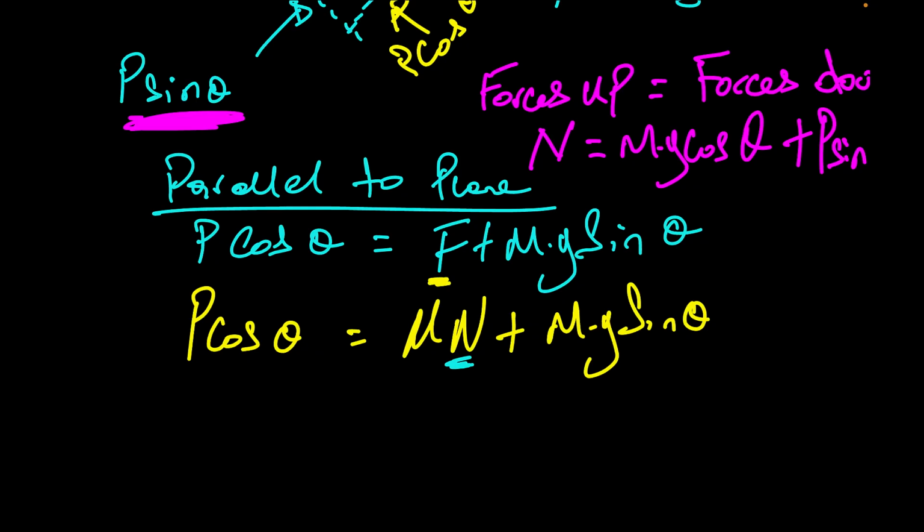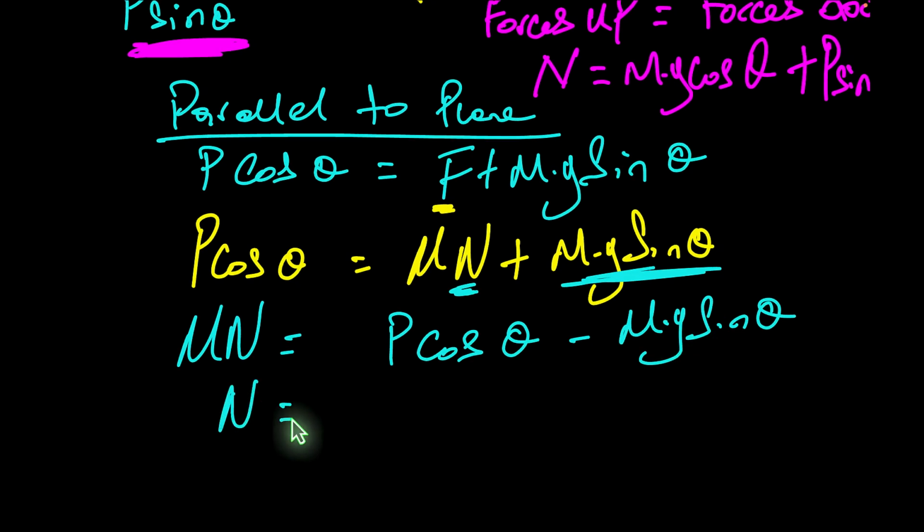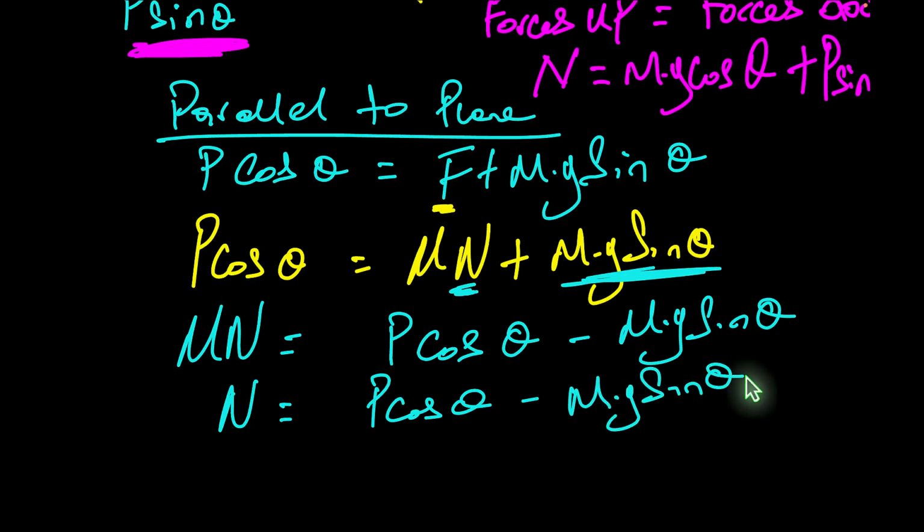So if we then just subtract this bit from both sides, what we'll end up with is the coefficient of friction times normal reaction is equal to P cos theta minus mg sin theta. So N is then equal to P cos theta minus mg sin theta, all divided by the coefficient of friction. So that's the first bit done.